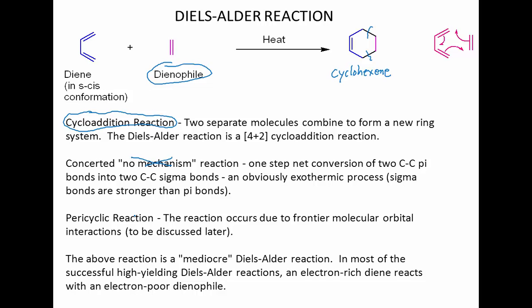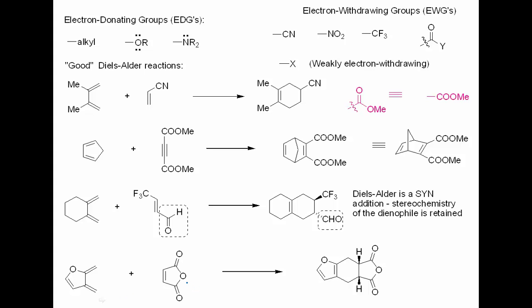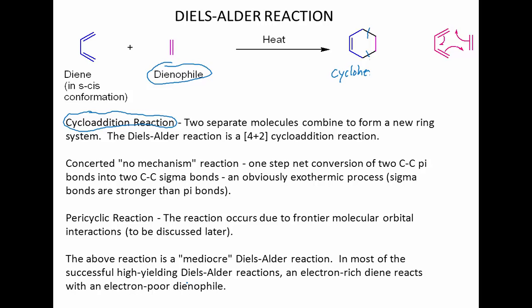Okay, I've introduced this as your first Diels-Alder reaction because it's the simplest one you can possibly write. But this Diels-Alder reaction is not a very good one. It's kind of mediocre. In most of the good, successful, high-yielding Diels-Alder reactions, you're going to have what we call an electron-rich diene and an electron-poor dienophile.